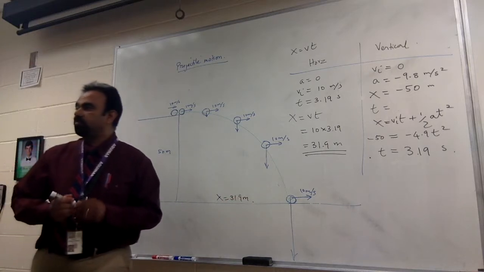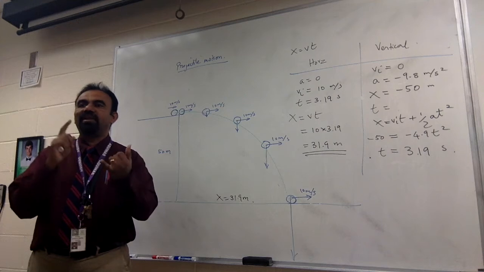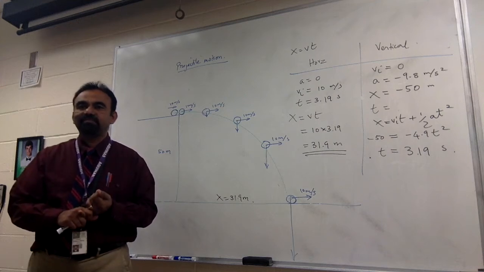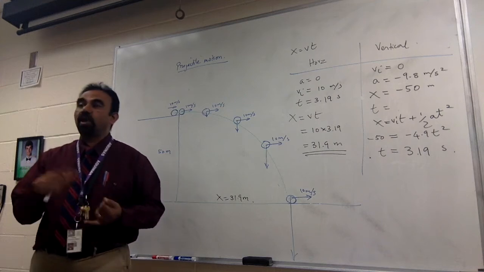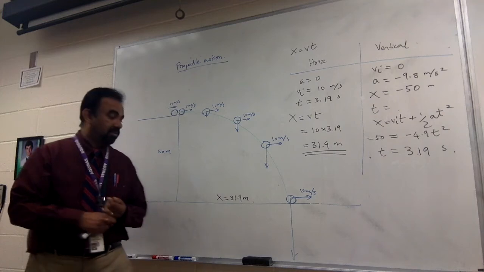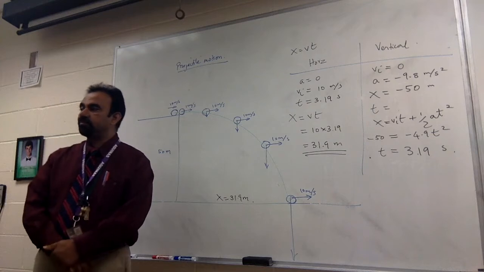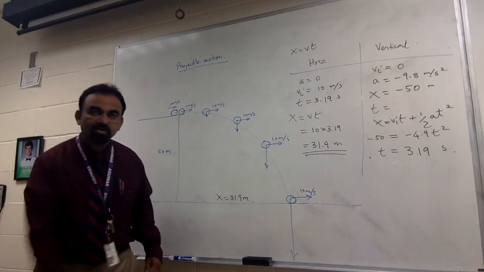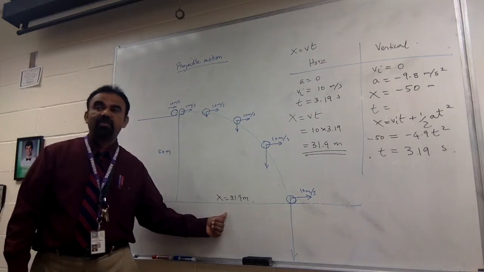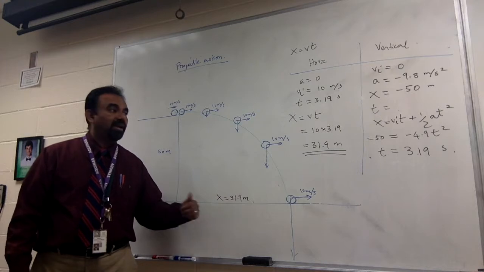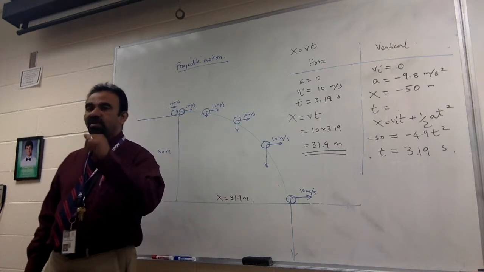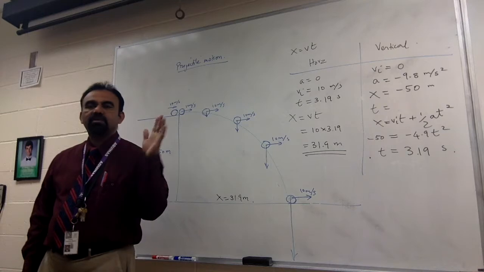So did we solve the problem? When did it land? After 3.19 seconds. Where did it land? 31.9 meters away from the bottom of the building. You get it? So when the bowling ball is rolled off, it is expected to land 31.9 meters away from the building, and it is expected to land 3.19 seconds later. We solved it.